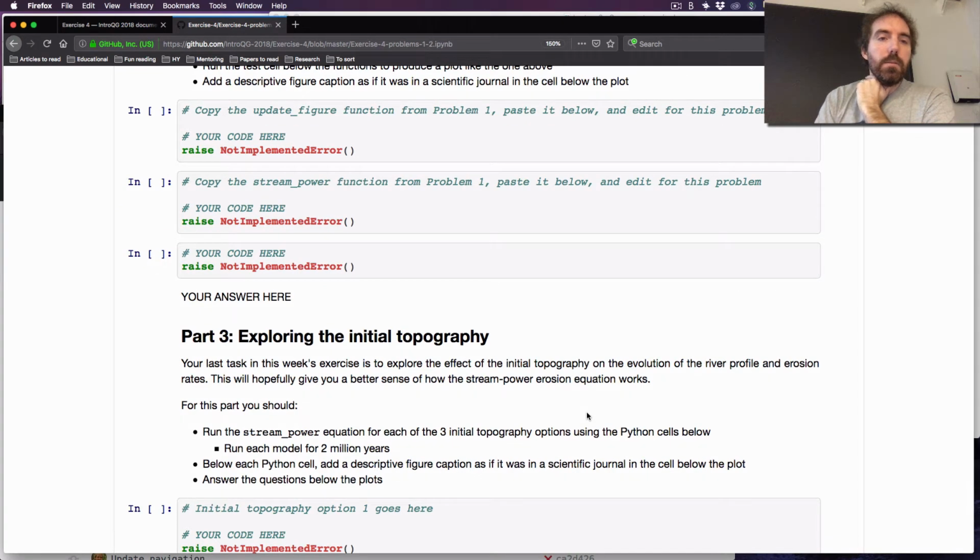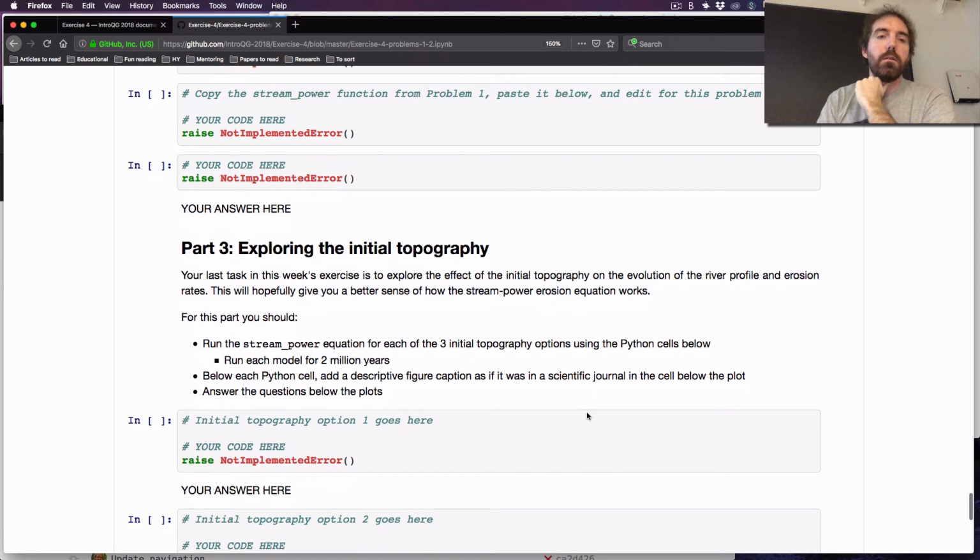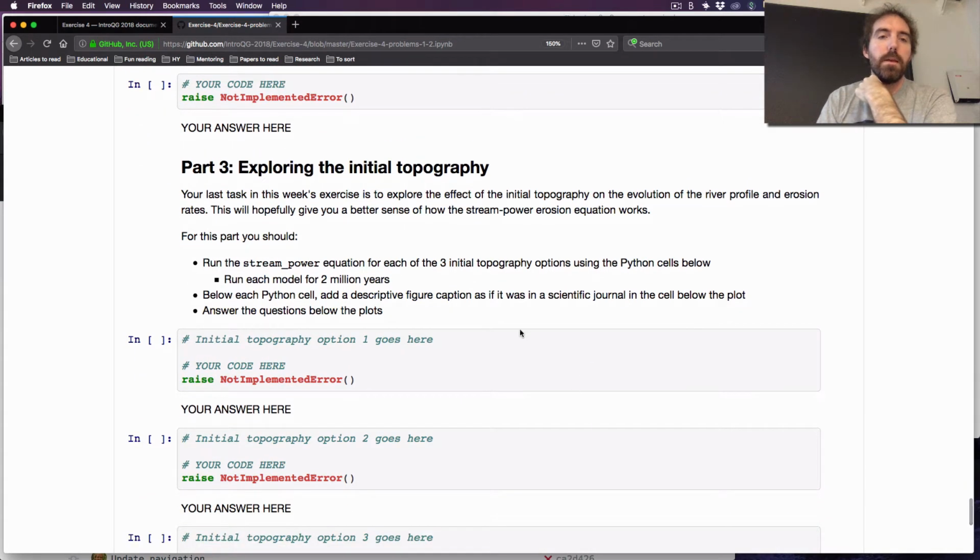And again, then there's a couple questions. I guess maybe not here, but in the next part. Part 3, then, you just play around. If the code's all working at that point, you just play around with a couple parameters to look at the effect of the different initial topography options. The first one's flat, the second one is like a plateau, and the third one is a constant slope. And you can just look at how the stream channel erodes and varies over time, like how its shape changes over time.